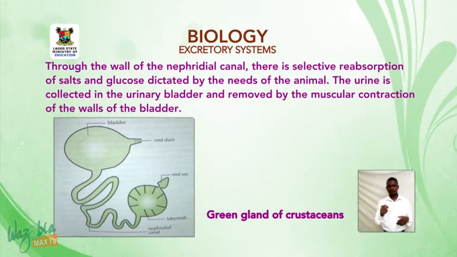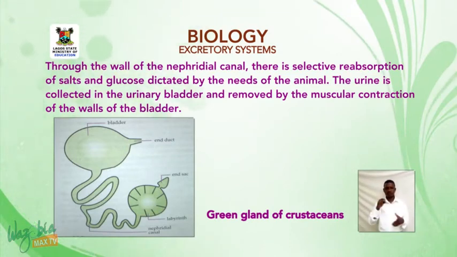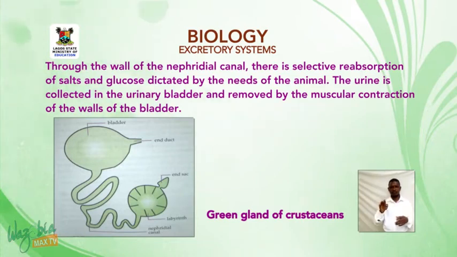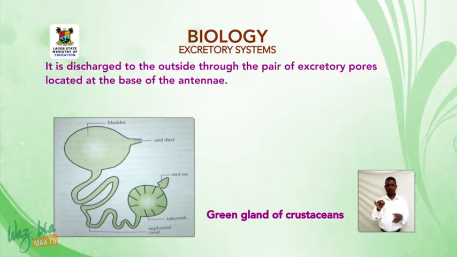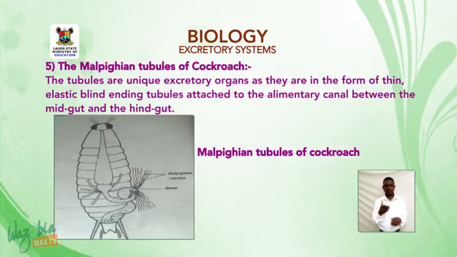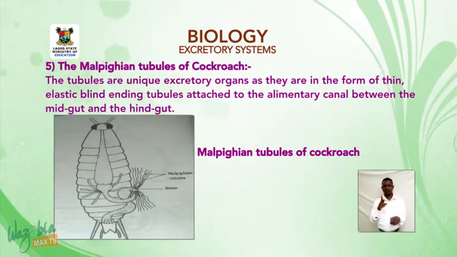The urine is collected in the urinary bladder and removed by the muscular contraction of the walls of the bladder. It is discharged to the outside through the pair of excretory pores located at the base of the antennae. 5. The Malpighian tubules of cockroach.